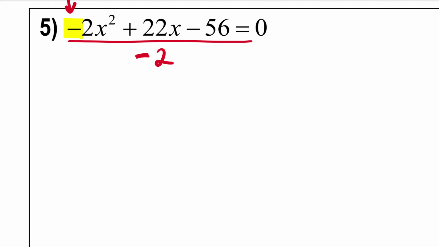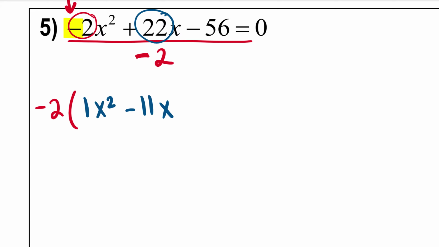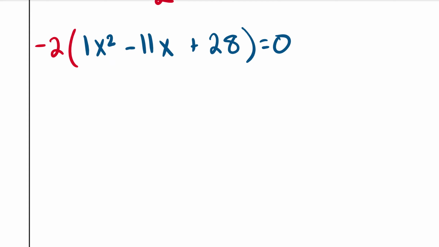All right, so I'm going to write my GCF out front, and then I'm going to divide everything. So I have negative 2 divided by negative 2 is 1, x squared. 22 divided by negative 2 is minus 11x. And negative 56 divided by negative 2 is 28. Okay? Now, here's where I can get to the factoring part. This is what I want. Because I'm solving, I don't really need the GCF anymore. So this number doesn't matter. I don't need it. So we're not going to focus on that right now.